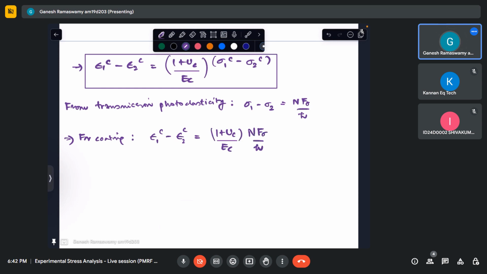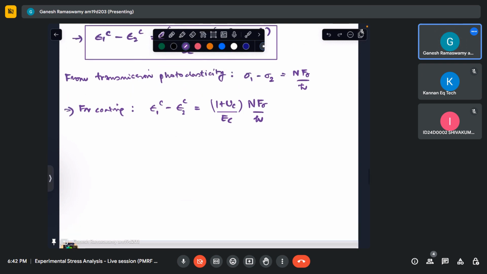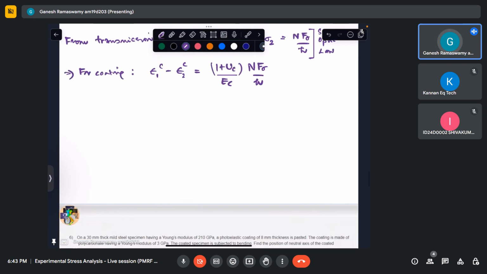Now, similarly, if you were to write the strain optic law, essentially we are trying to link the optical response to the strains instead of the stresses. So here we have epsilon 1 minus epsilon 2 is n. Instead of f sigma, we'll just put f epsilon by h. So we have this.